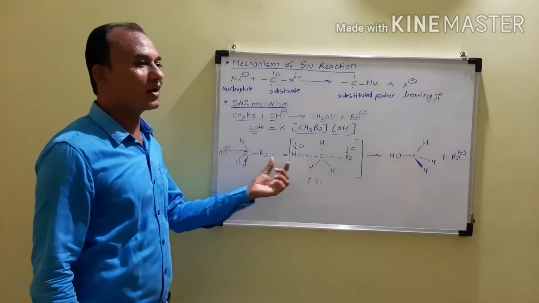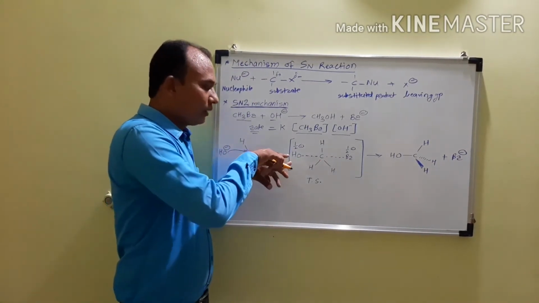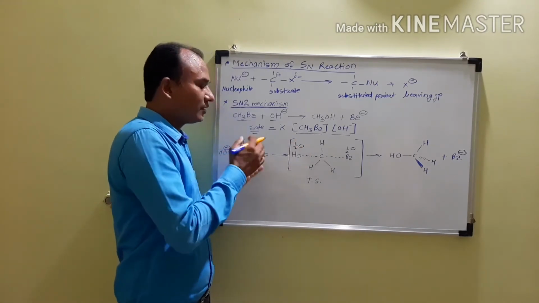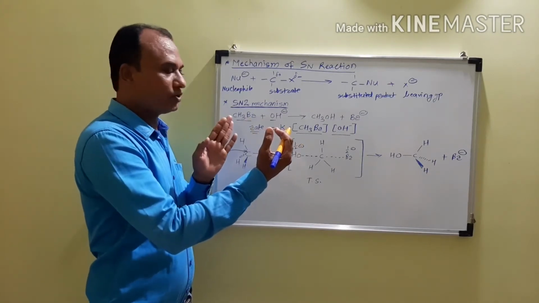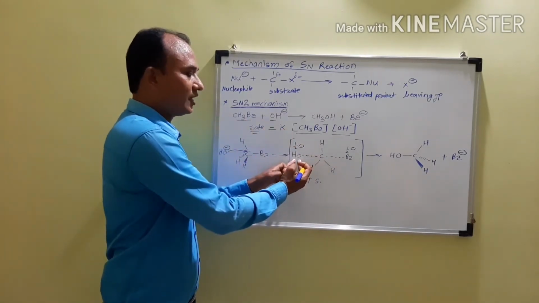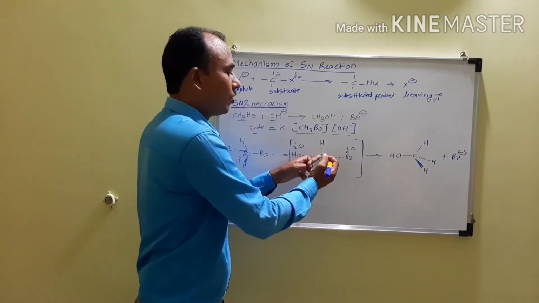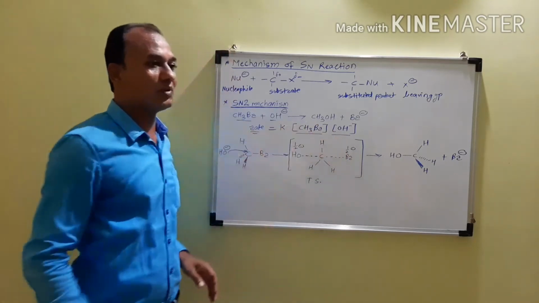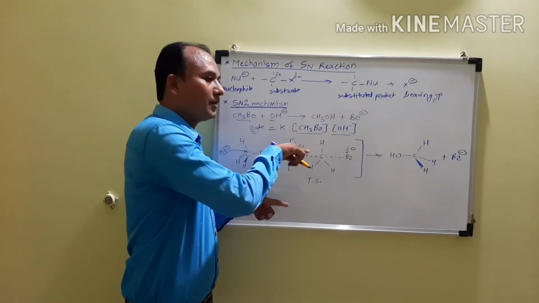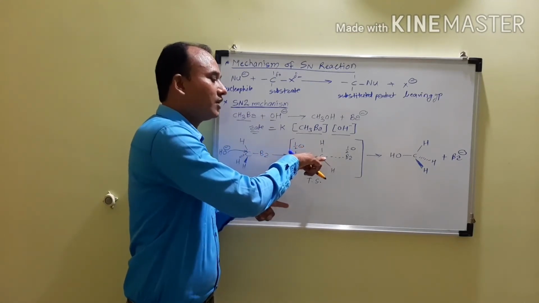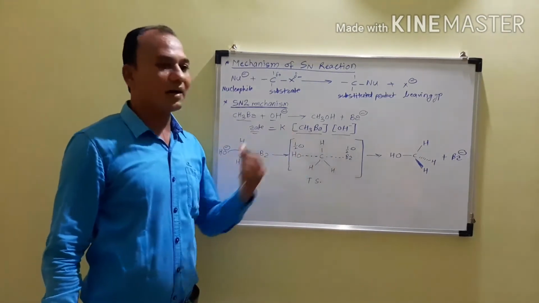It means these are not complete bonds, these are partial bonds, because when hydroxyl ion attacks the carbon, the process of bond formation starts, and when the formation of a bond between the carbon and the hydroxyl ion starts, at the same time there must be a process of bond breaking. Both processes take place simultaneously, and therefore as a bond forms between the hydroxyl ion and the carbon, the carbon-bromine bond breaks, and therefore both bonds are partial bonds.